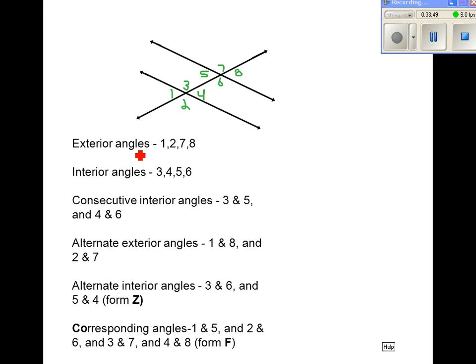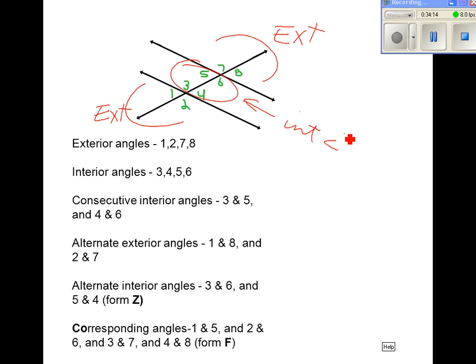As you're writing it down, exterior angles. Where do you think exterior angles fall? Inside, outside. Outside. So, exterior angles, out here. Where do you think interior angles fall? They're the ones inside the parallel lines. Interior angles.